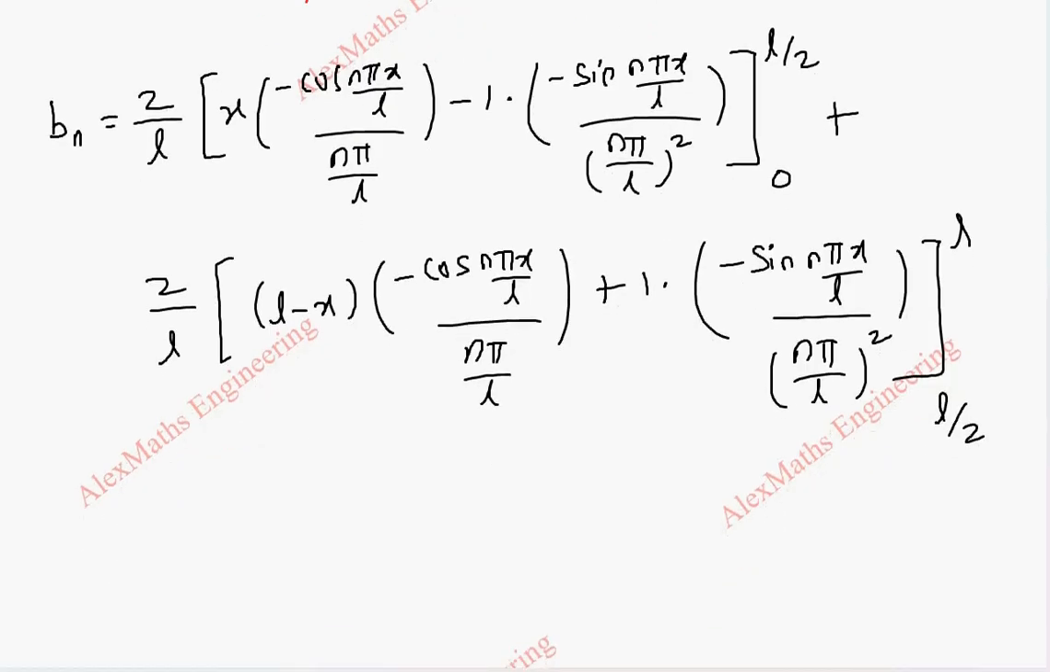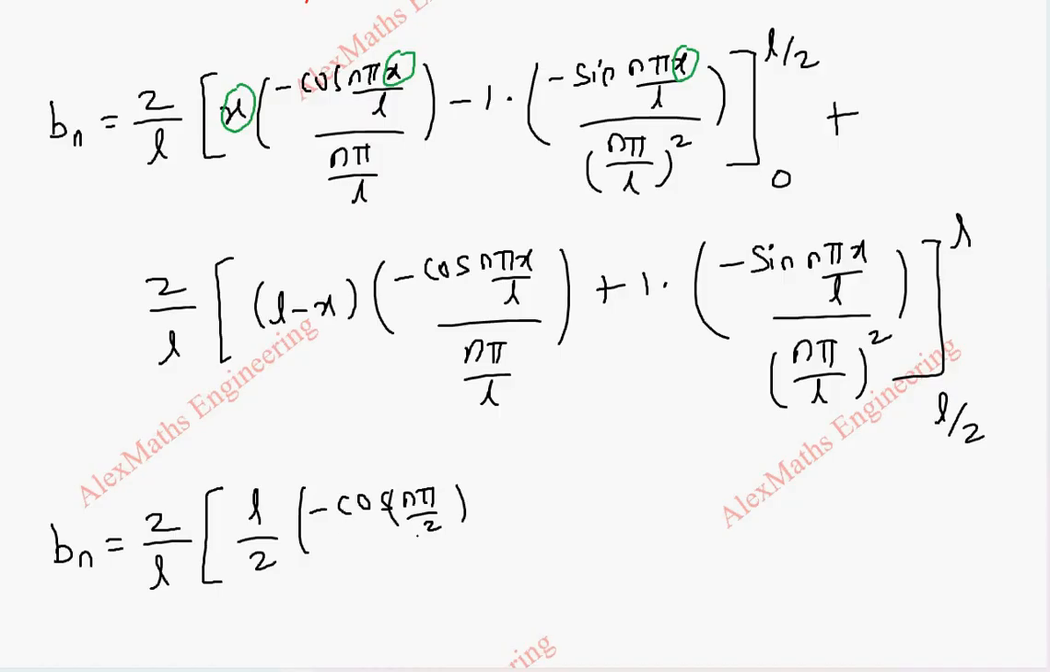Now let's apply the limit. We have to substitute L by 2 for all x. So this will be Bn equal to 2 by L, into L by 2 into minus cos n pi by 2 by n pi by L (the L's get cancelled), plus sin n pi by 2 by n pi by L whole square.